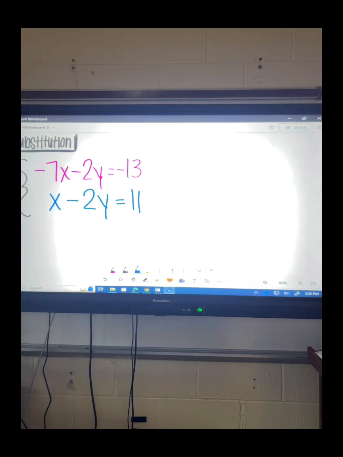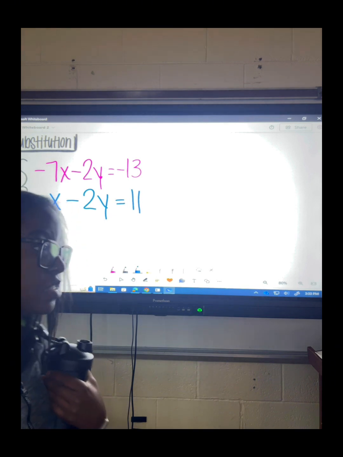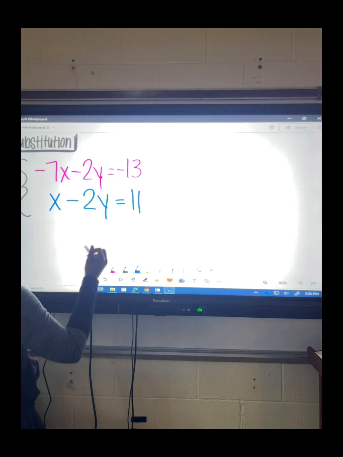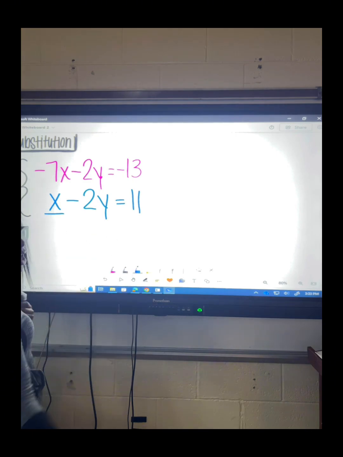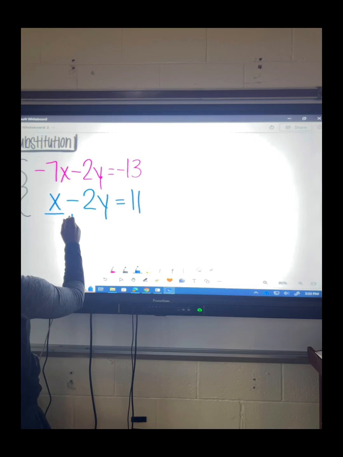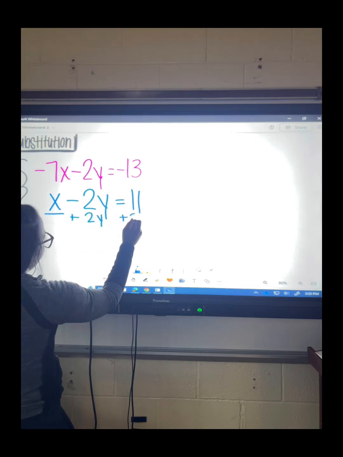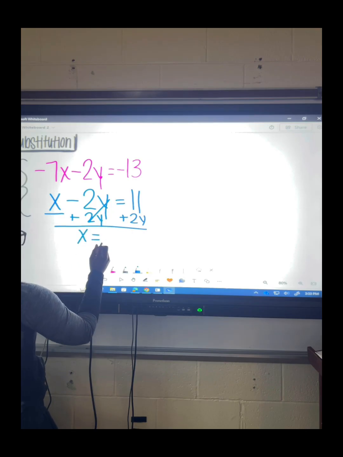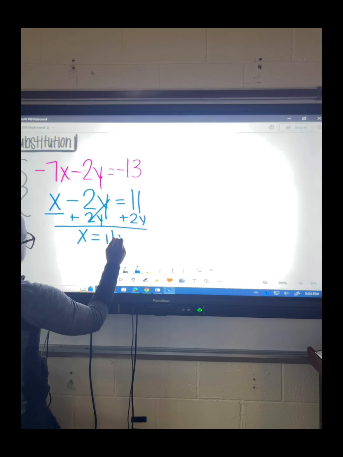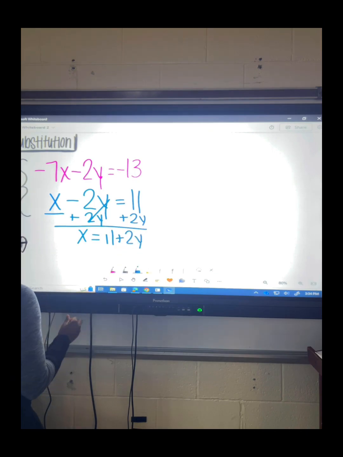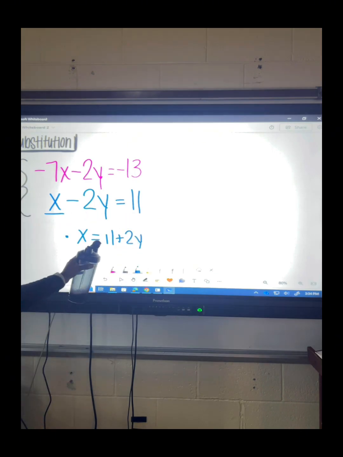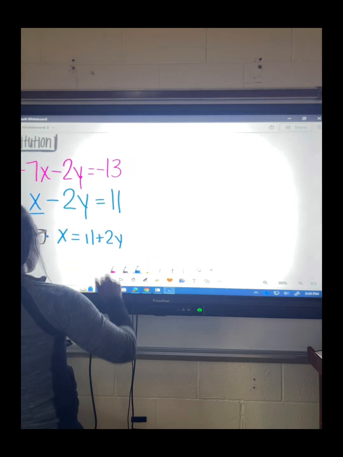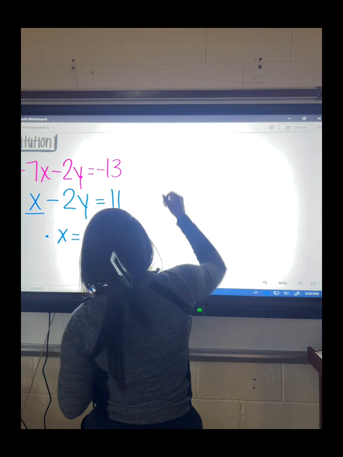So if I have these two, remember I want to look for the one that's easiest to solve. The easiest one to solve is the blue one, so I'm going to solve that one first. And I want to solve for x, because x is already by itself. I just got to move 2y. So I add 2y on both sides. X equals 11 plus 2y. Okay? Bam. So I'm going to plug this x in up here for x, because x is no longer just x. X is 11 plus 2y.